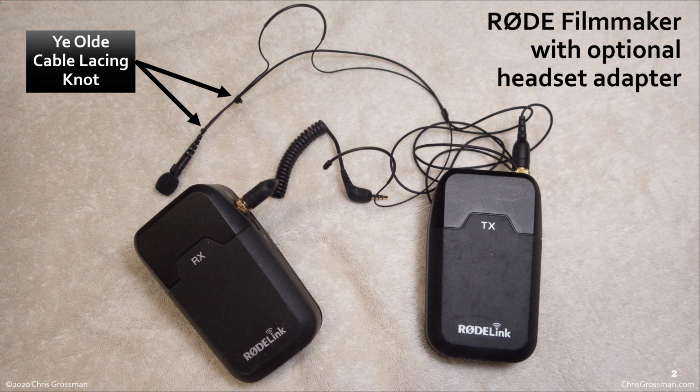This is the Rode Filmmaker kit that I use for the audio for all of the videos I do for YouTube. For the last couple of videos, I've also used this optional headset adapter, and I've used the Yield Cable Lacy Knot, which is from my last video, to secure the wire from the lavalier mic to the headset adapter so it works a little bit better.